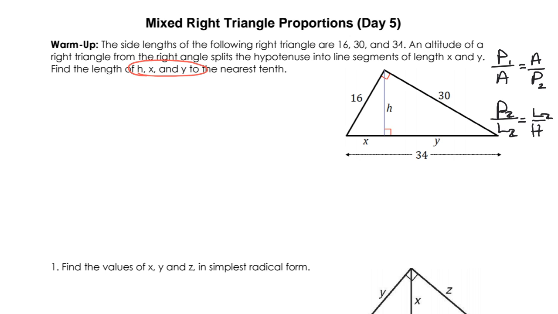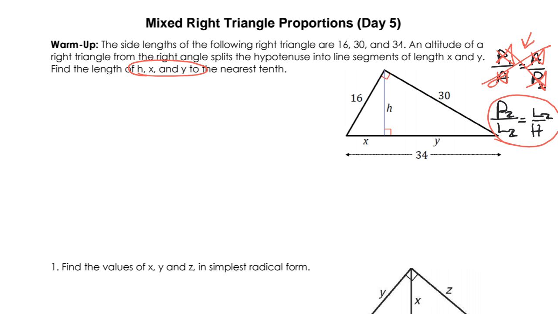Okay, so let's try our first proportion that we learned. And I think we're going to run into a problem. We don't have projection 1, that's x. We don't have our altitude, that's h. Don't have the altitude and don't have the projection 2. So therefore, this one is 100% out. We don't have anything to substitute into it. So we're going to go down to this one.